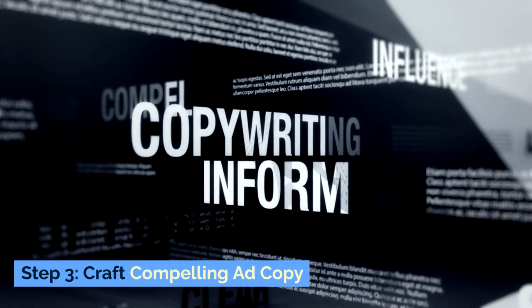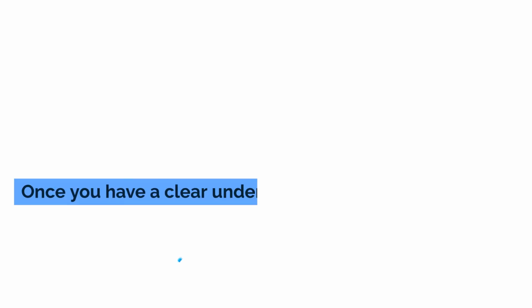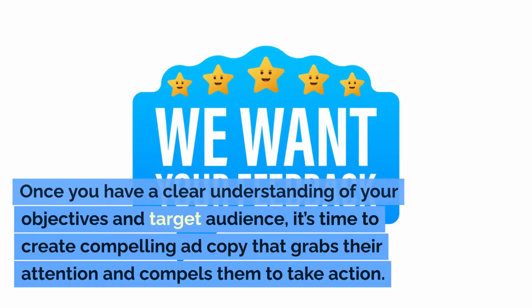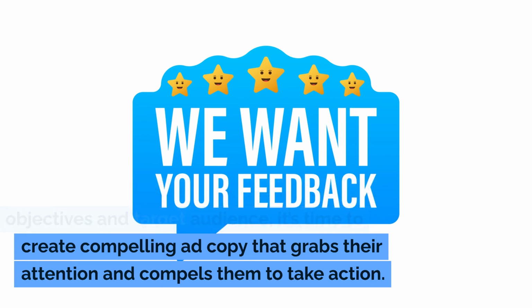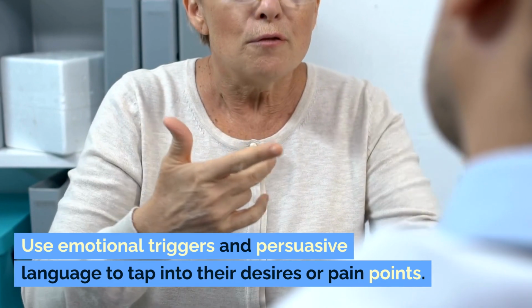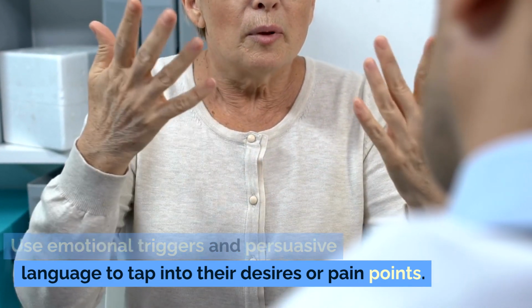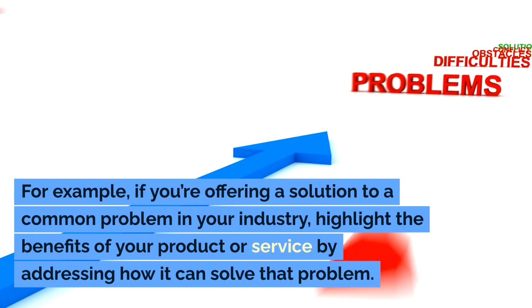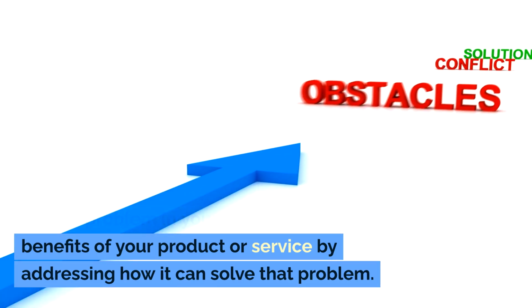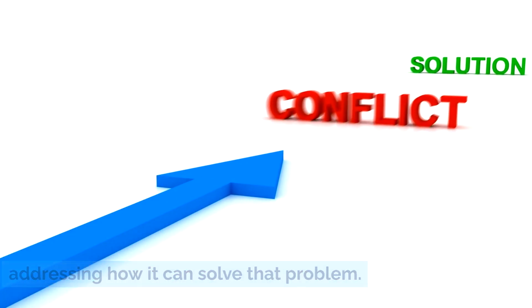Step 3. Craft compelling ad copy. Once you have a clear understanding of your objectives and target audience, it's time to create compelling ad copy that grabs their attention and compels them to take action. Use emotional triggers and persuasive language to tap into their desires or pain points. For example, if you're offering a solution to a common problem in your industry, highlight the benefits of your product or service by addressing how it can solve that problem.